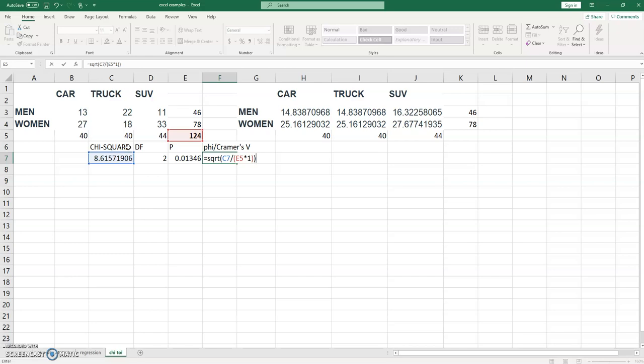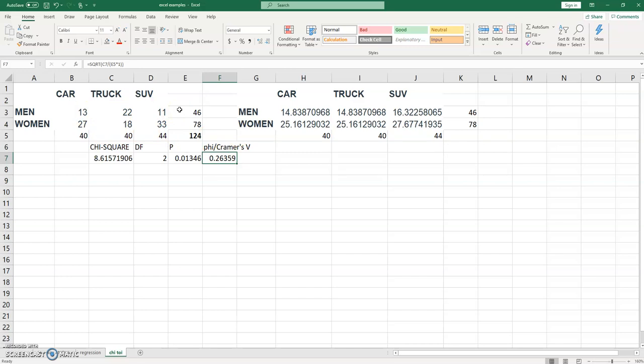But if you have a 2 by 2 table, then you're going to multiply n by 1. For example, we're doing that here because the smaller is 1. And so it's as if that df term isn't there. So we can use this one equation to always get the correct value. And here we get an effect size of 0.26, which is a pretty good effect size. This tells us that there are significant differences in the buying patterns between men and women for their vehicle type. And we can do some specific follow-up tests, like binomial tests.